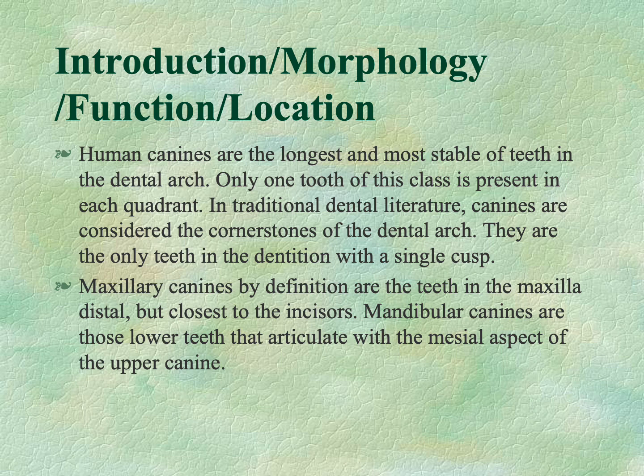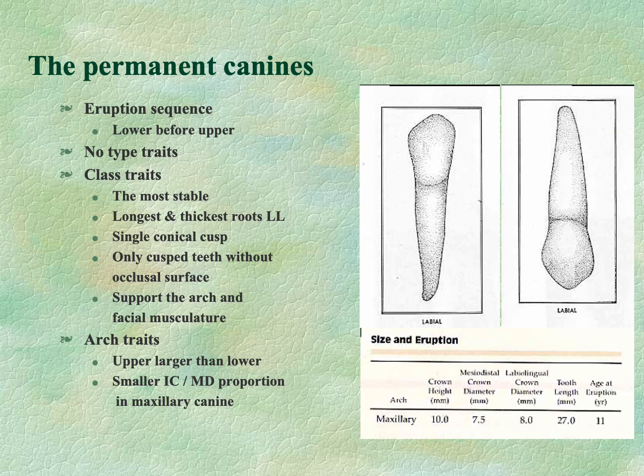Maxillary canines, by definition, are the teeth in the maxilla, distal to but closest to the incisors. Mandibular canines are those lower teeth that articulate with the mesial aspect of the upper canine. So the lower canine erupts before the upper canine. There are no type traits because we have only one canine in each quadrant.